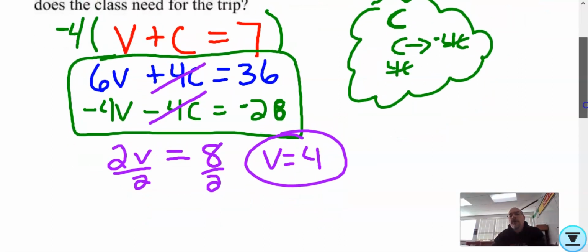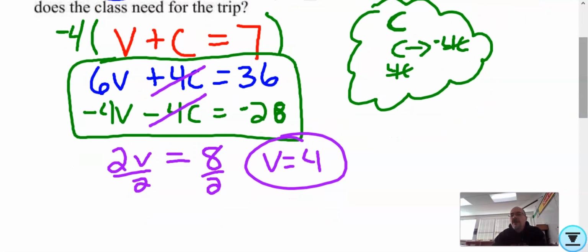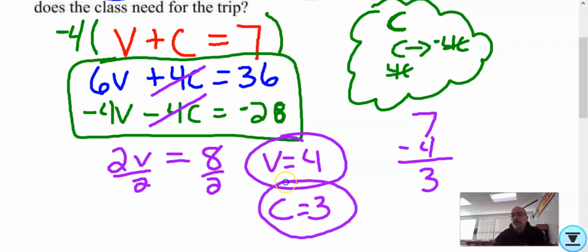Well, the next part's easy, folks. If they're taking 7 vehicles, take away the 4 vans, well, that means they're taking 3 cars. Voila. Cool. All right, let's do one more, and then that will be it.